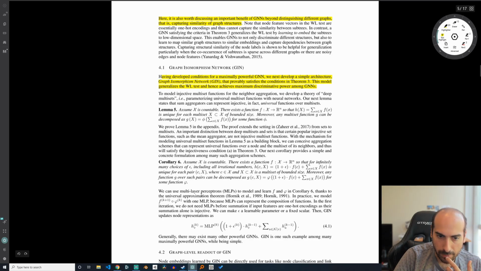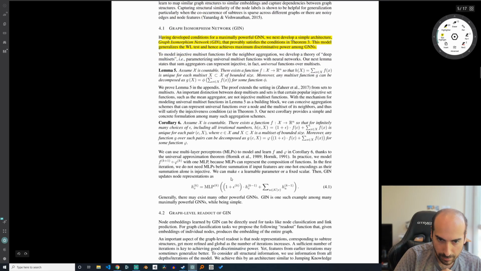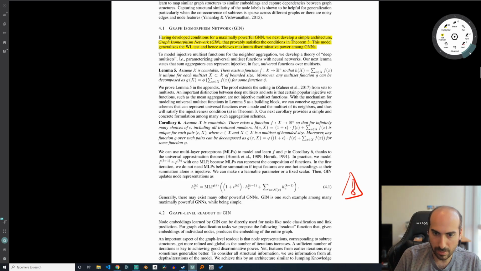So then what is it? We can make epsilon a learnable parameter, then a graph isomorphism network is represented by this. I'm going to skip the derivation and just look at this and try to convince ourselves that it somewhat makes sense. So they're saying we take a multi-layer perceptron of something times the activation at the previous layer plus the sum over all neighbors of the activation at the previous layer, and then you learn it with an MLP.